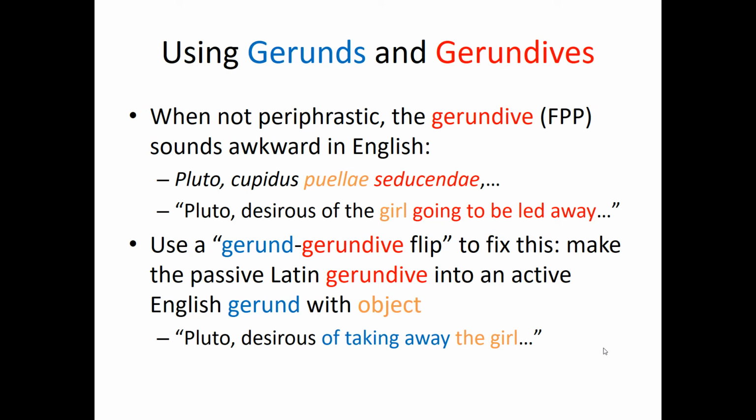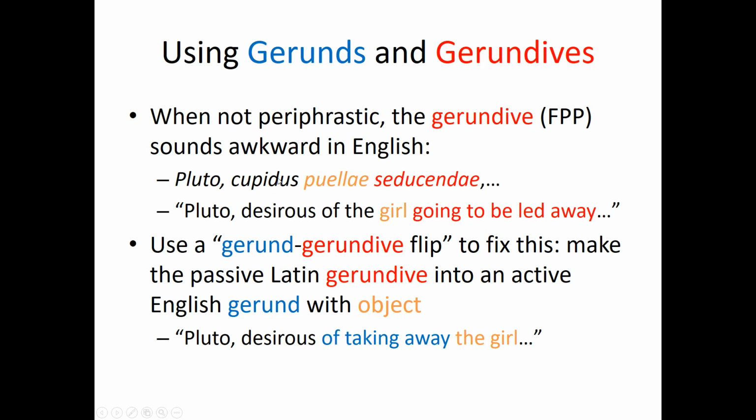So we have to do a little bit of reverse engineering here to make it sound better in English. So here's an example. Pluto cupidus puellae seducendi. Okay, Pluto, desirous of the girl going to be led away. That's what this literally says. If you translate this word for word, that's exactly what this thing says, and then the rest of the sentence would continue on after that. What this is trying to say is Pluto wants to take this girl away.